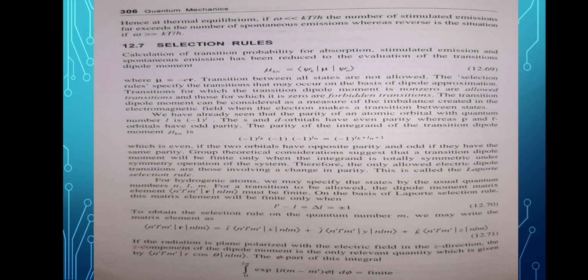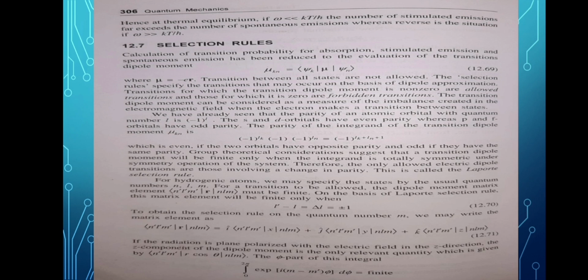Therefore, the only allowed electric dipole transitions are those involving a change in parity. This is called the Laporte selection rule. For hydrogenic atoms, we may specify the states by the usual quantum numbers n, l and m. For a transition to be allowed, the dipole moment matrix element ⟨n', l', m'|r|n, l, m⟩ must be finite. On the basis of the Laporte selection rule, l' minus l, which is equal to delta l, is equal to plus or minus 1.